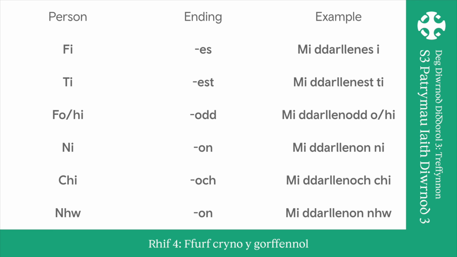Fo: -odd. Mi ddarllenodd o. Hi: -odd. Mi ddarllenodd hi. Ni: -on. Mi ddarllenon ni. Chi: -och. Mi ddarllenoch chi. Nhw: -on. Mi ddarllenon nhw.